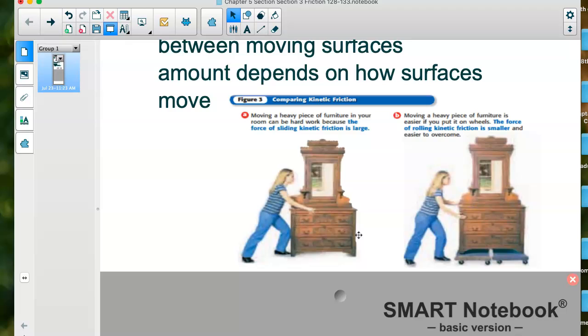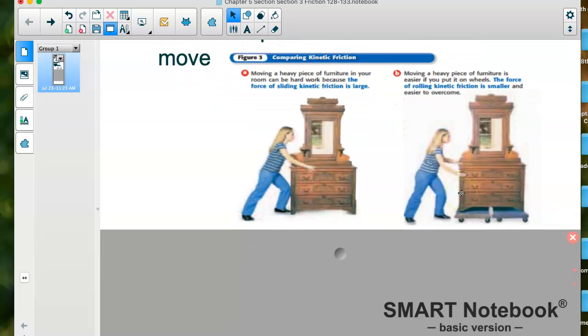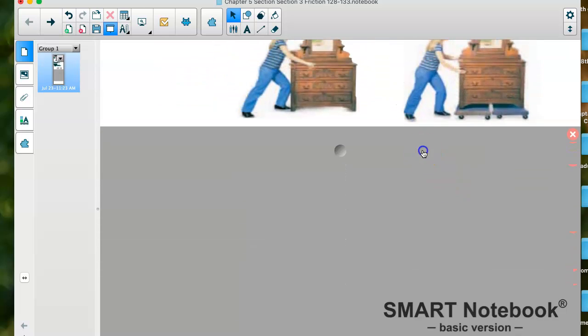Imagine going to the grocery store and not using a grocery cart with wheels. If you were just trying to drag that cart across the floor, what the difference would be. So it says moving a heavy piece of furniture in your room can be hard work because the force of the sliding, right? It's sliding across there. It's pretty large. Now, if you have rolling kinetic friction with wheels, it's going to be easier to overcome. So that's just the example there.